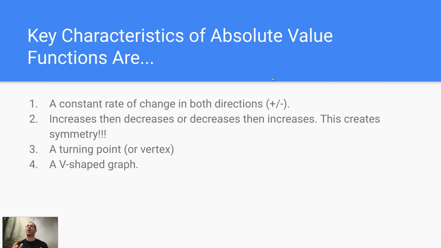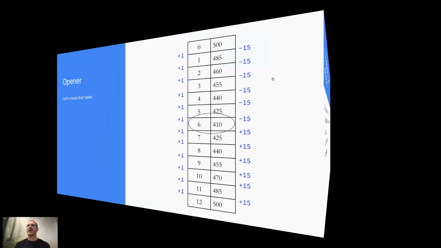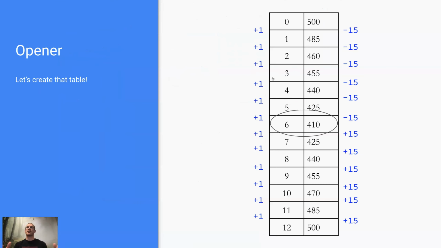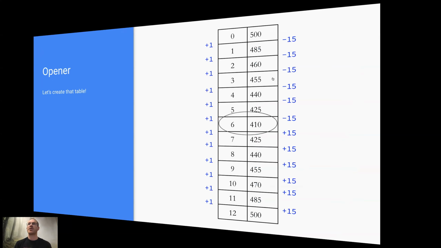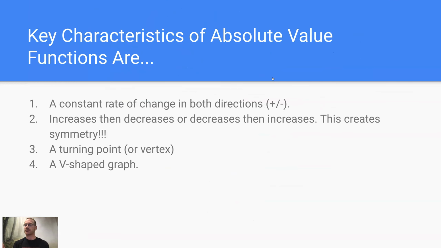This also creates symmetry. Notice around 6, 4, 10, that's our turning point. If I work up above that point and look down below that point, notice that the y values match: 425, 425, 440, 440, 455, 455, 470, 470. So we see that symmetry within our table of values because of that constant rate of change, and it goes down and then up or vice versa.